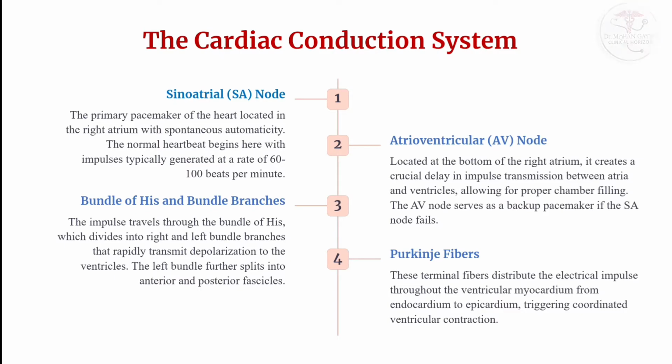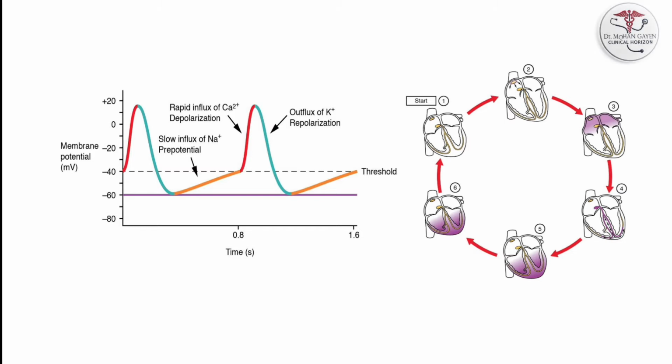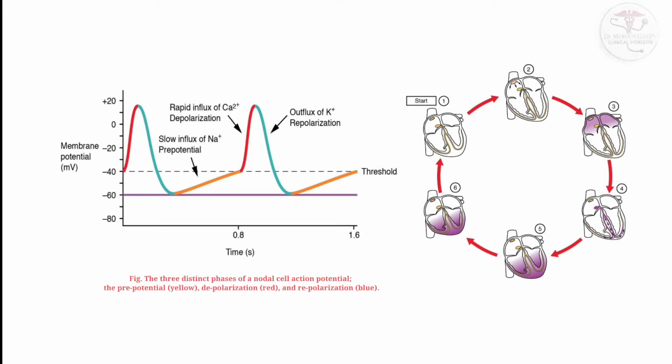This well-orchestrated electrical flow ensures that blood is pumped efficiently to the lungs and the rest of the body. At the cellular level, this process is governed by the action potential of nodal cells, which possess automaticity, the ability to generate impulses without external stimulation. These cells gradually depolarize until they reach a threshold, at which point an electrical impulse is fired, maintaining the heart's rhythmic contractions.